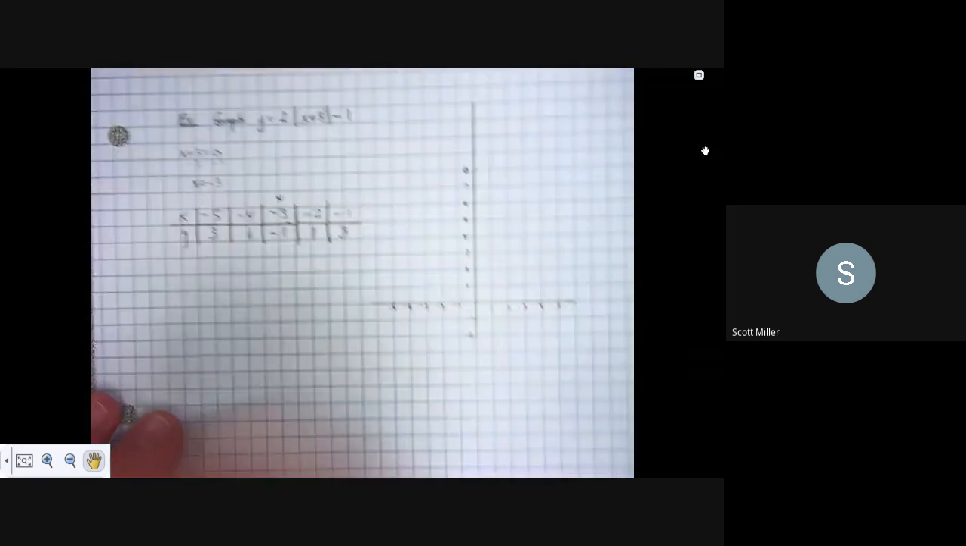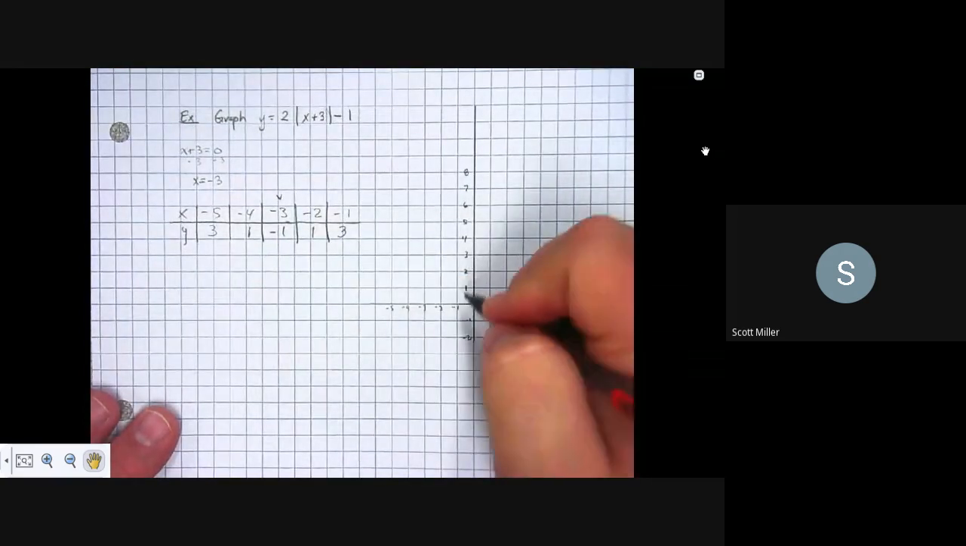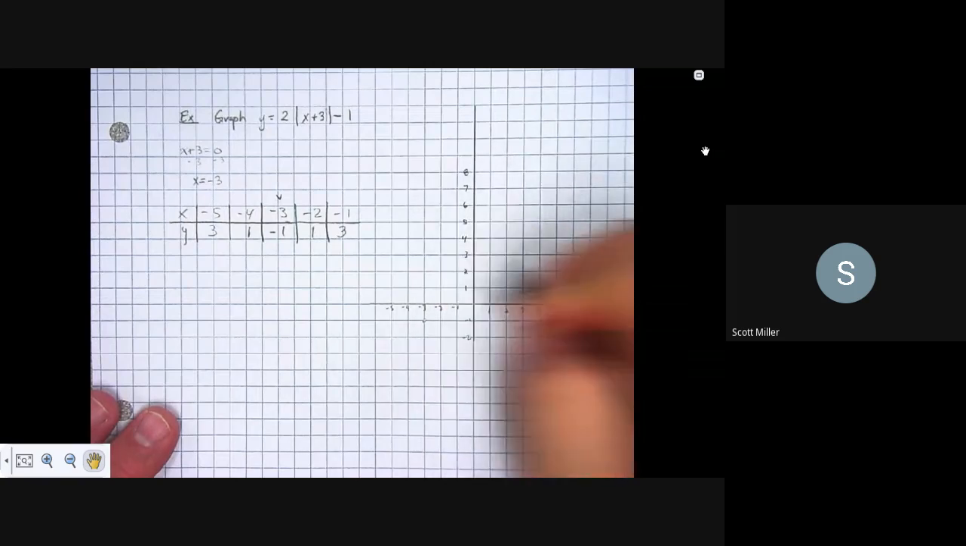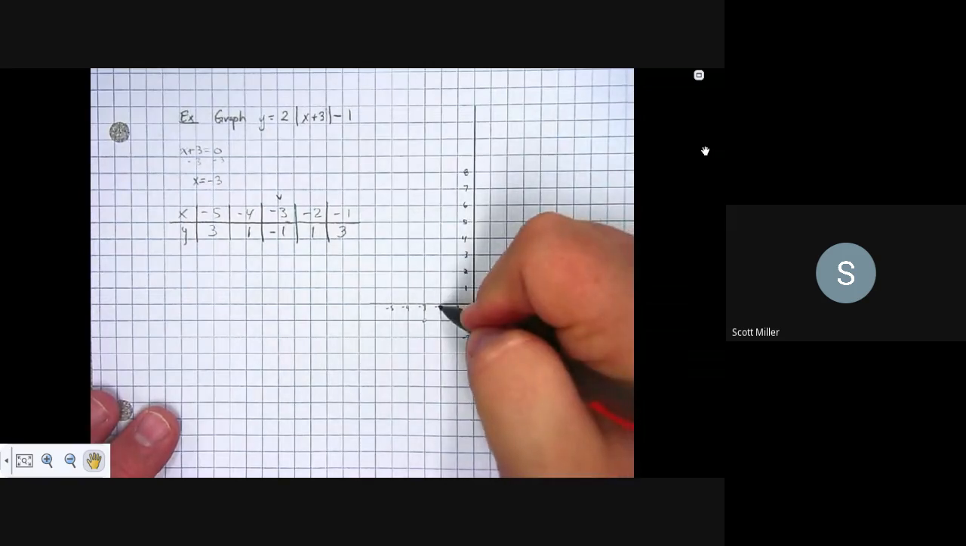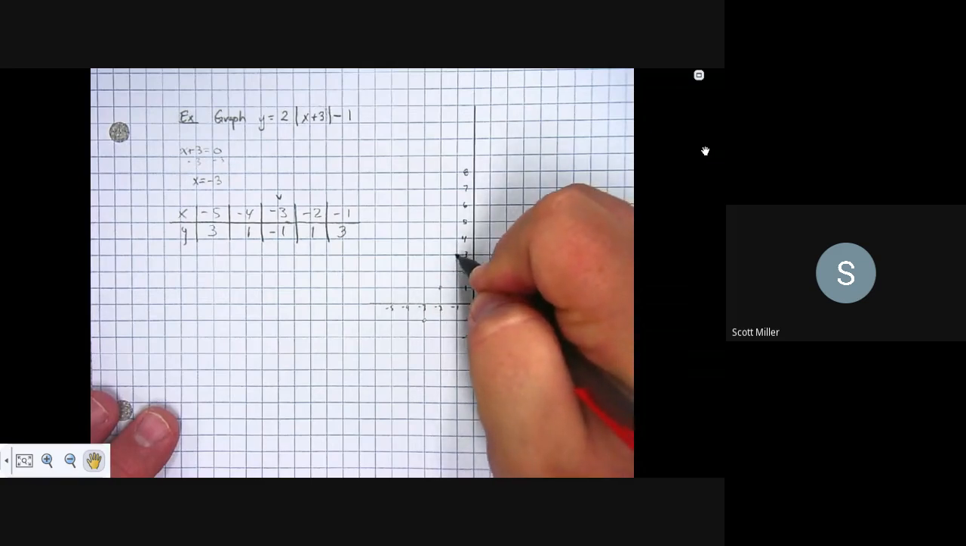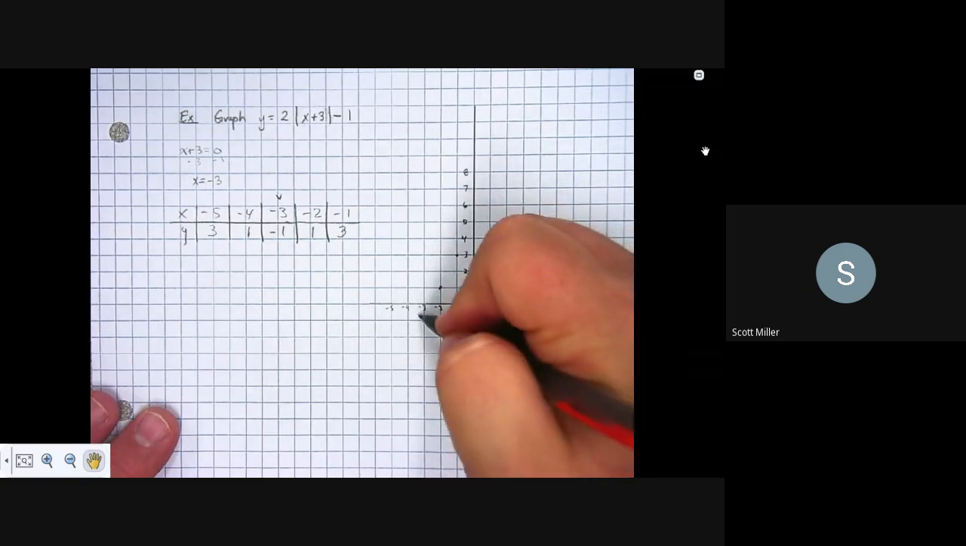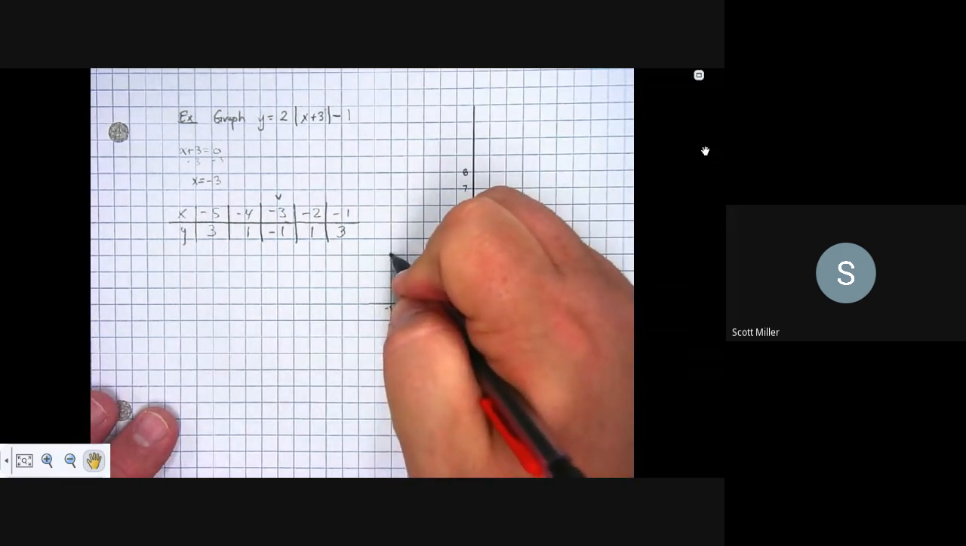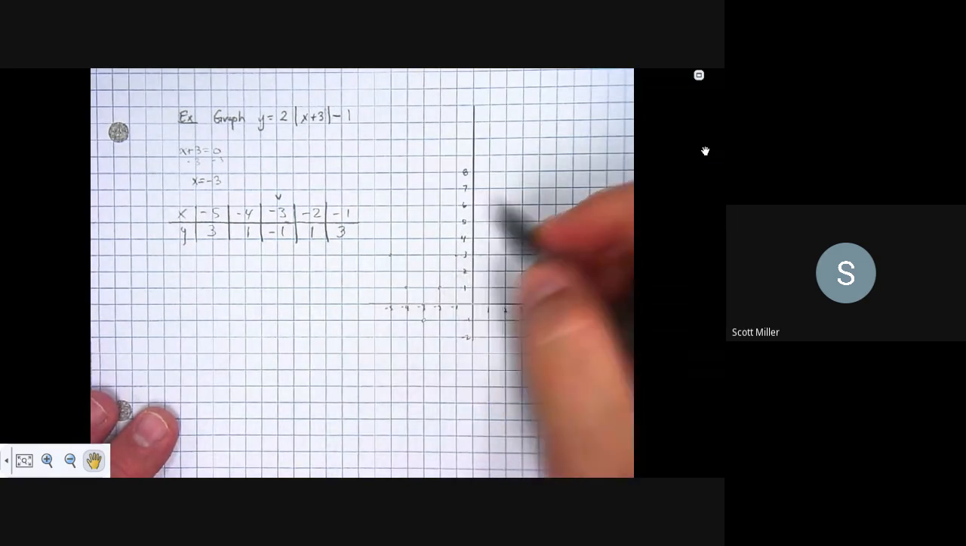Okay, so we graph all this stuff. I put the vertex in, -3, -1. -2 goes to 1. -1 goes to 3. And this side is a mirror image of it. It's to 3. I can do another point if I want, but I can also see a pattern.